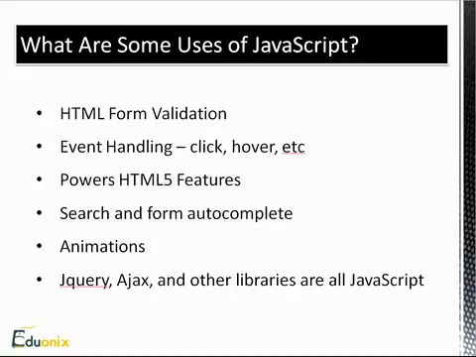Search and form autocomplete. We've seen this with search engines like Google. When you start to type, it'll give you some suggestions. That's all done with JavaScript or some JavaScript library. Animations, if you want to make things move on a website or change shape, things like that. jQuery, Ajax, and MooTools. There's a whole bunch of libraries that are all written in JavaScript that can do some awesome things on the web.